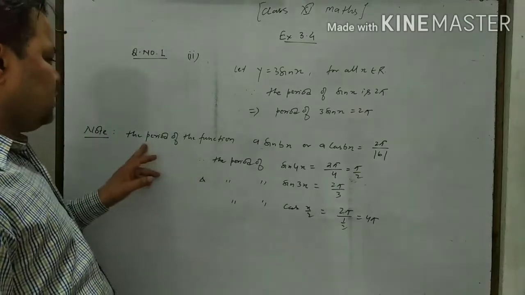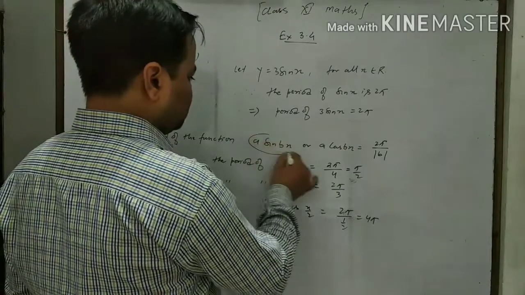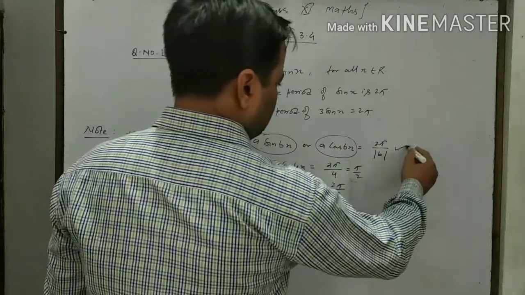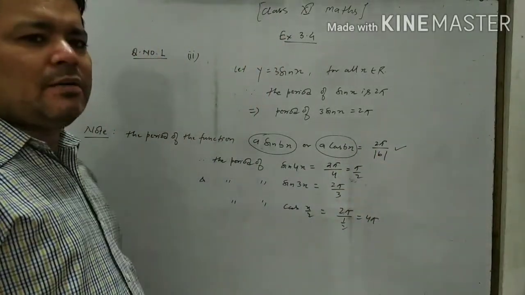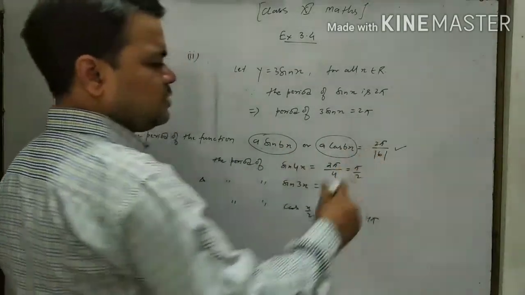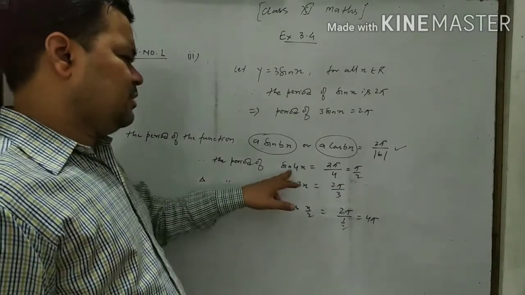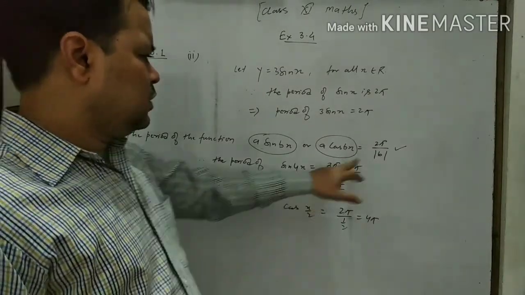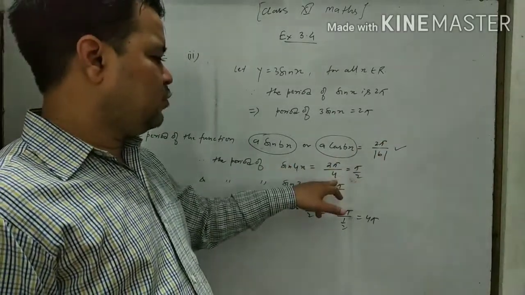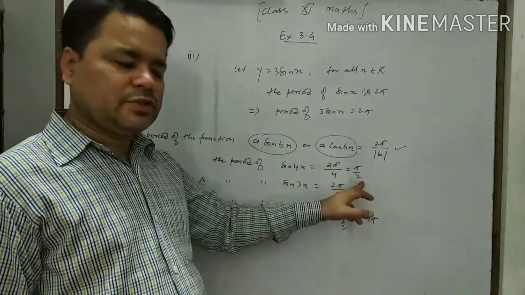The period of the function a sin bx or a cos bx is equal to 2 pi upon modulus b. Means if you have minus or plus, in both conditions the value will be only plus. For example, the period of sin 4x is 2 pi upon modulus b. Here b is 4. Then 2 pi by 4 means pi by 2. So the period of sin 4x is pi by 2.